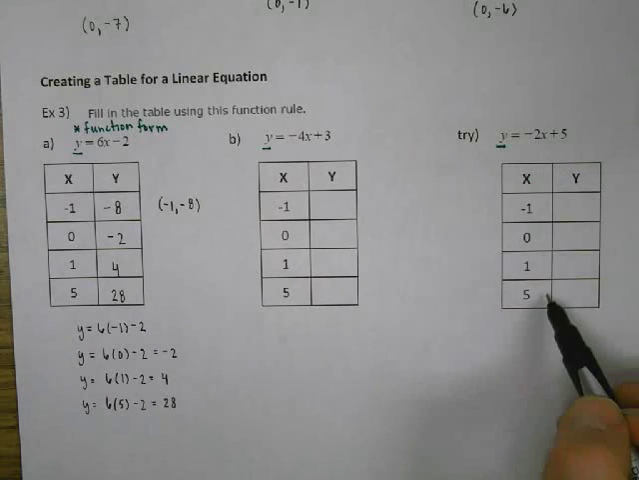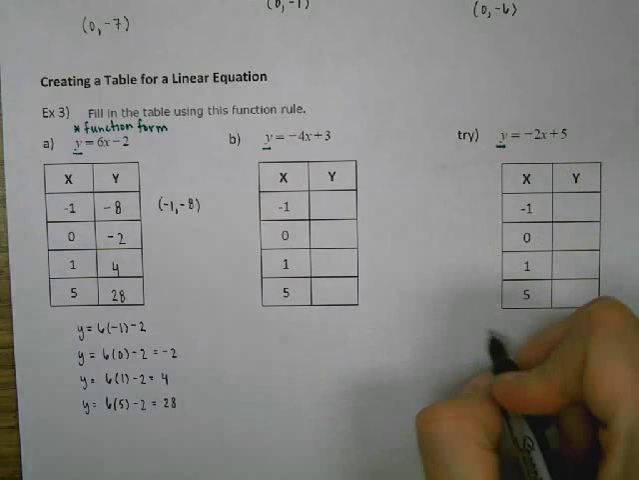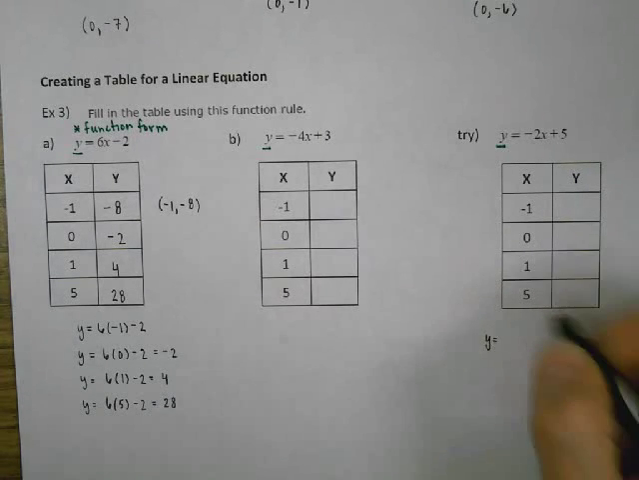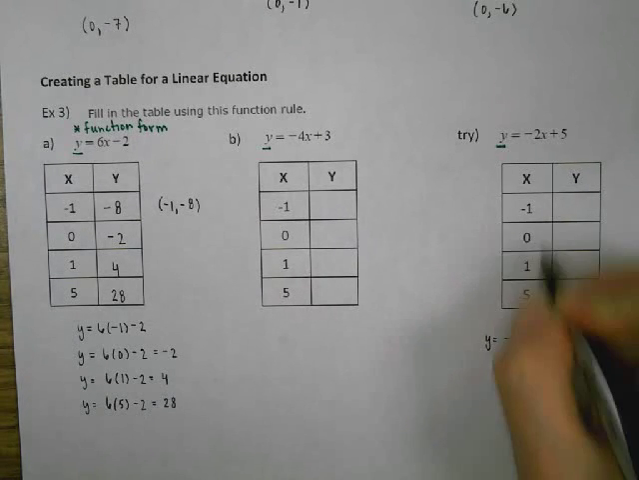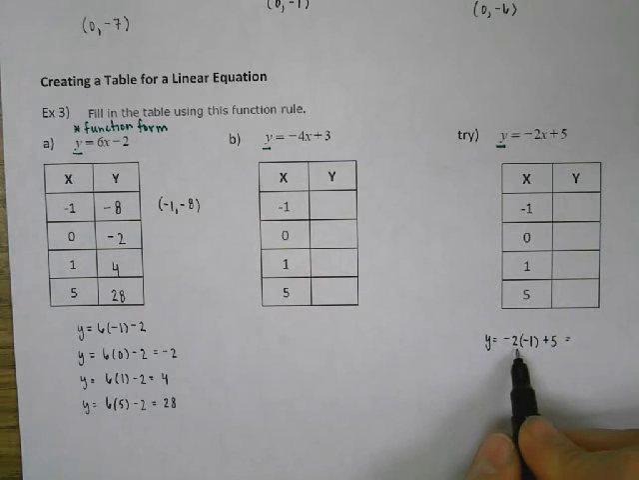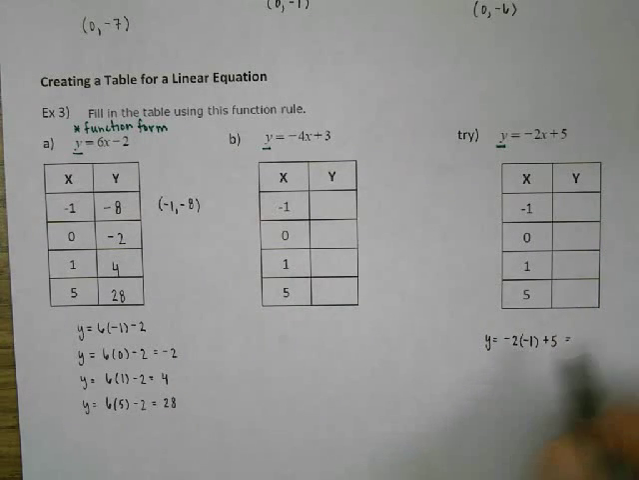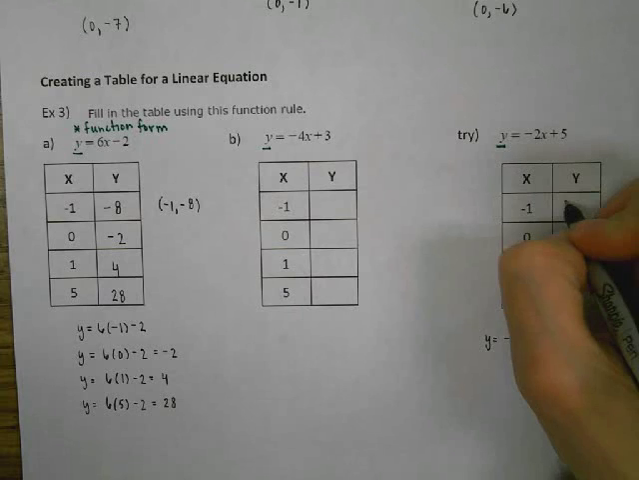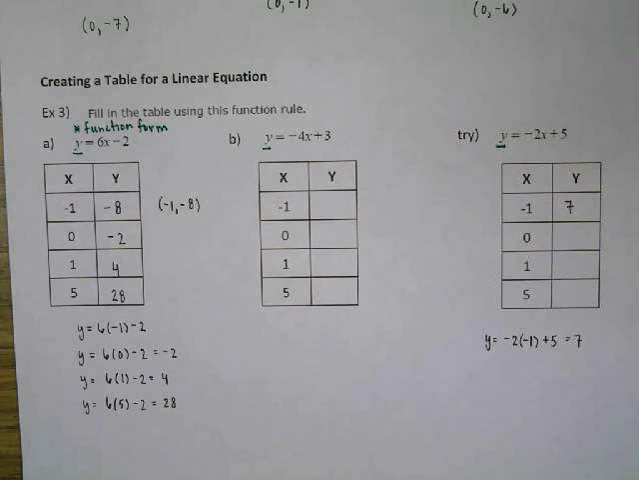Okay, so for this one, I have my same values here, but now I have a new equation. So again, I'm just going to be careful with my signs. So I'm going to take negative 2. My first value is a negative 1 plus 5. Again, my negative times negative is going to make this positive. So I have 2 plus 5 is equal to 7. So my y value should be 7.